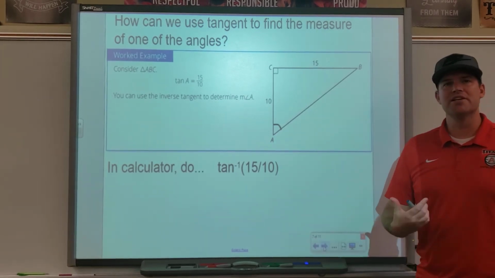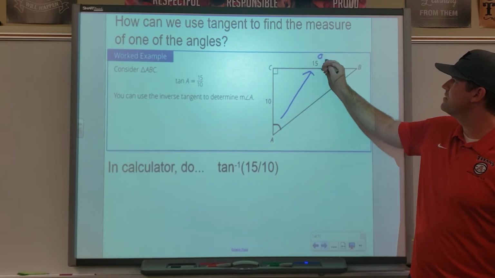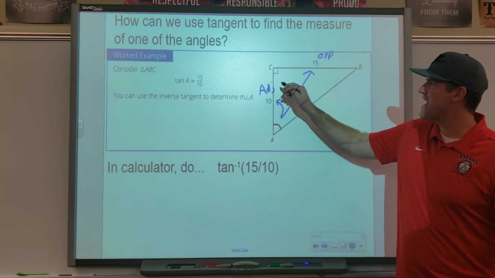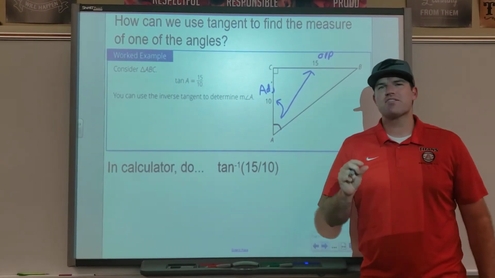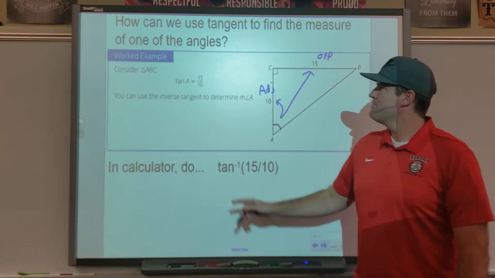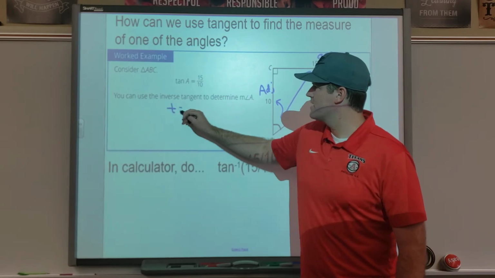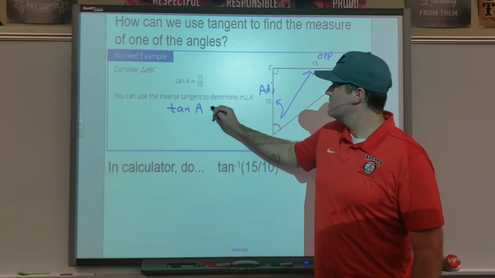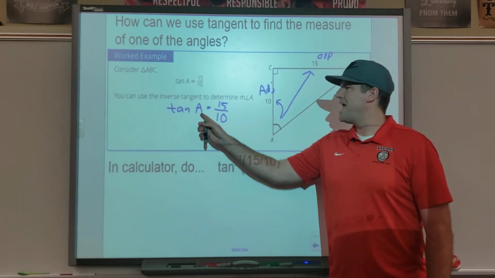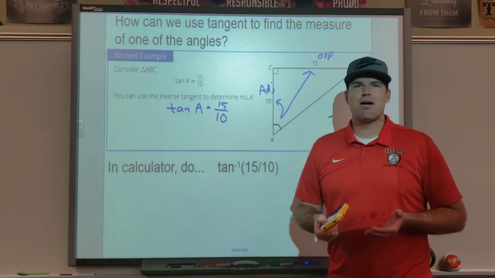Well, this is going to be a little bit different. It's still opposite and adjacent. So it's still going to have to do with tangent, but it's going to be a little bit different. So make sure you focus up here. All right, so if we have tangent of angle A equals 15 over 10, I'm just going to rewrite it here a little bit bigger, hopefully easier to see. Well, my goal is to get A by itself. I want to know what A is. So we use inverse operations, right?